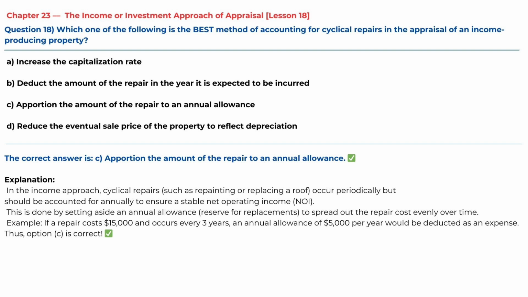In the income approach, cyclical repairs, such as repainting or replacing a roof, occur periodically but should be accounted for annually to ensure a stable net operating income, NOI. This is done by setting aside an annual allowance, reserved for replacements, to spread out the repair cost evenly over time. Example, if a repair costs $15,000 and occurs every 3 years, an annual allowance of $5,000 per year would be deducted as an expense. Thus, option C is correct.